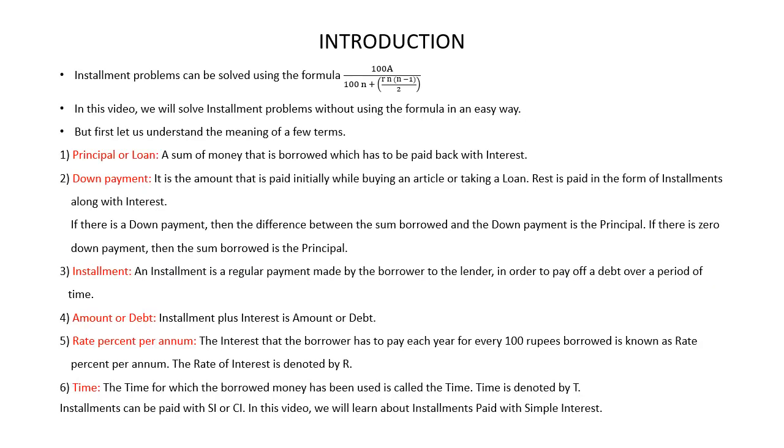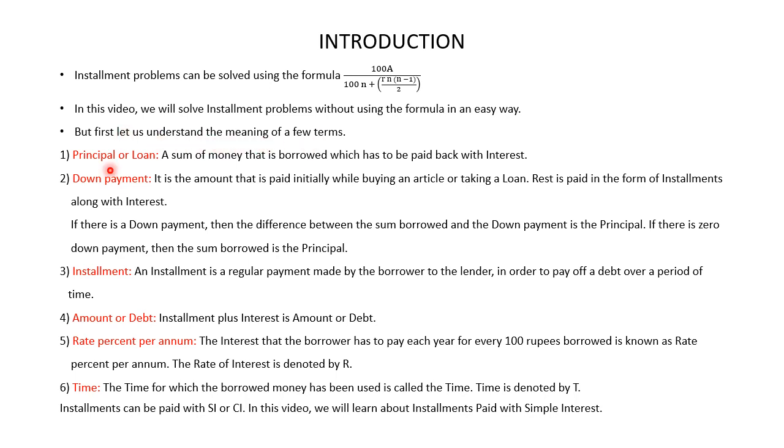Let's understand the concept of installment. Now, installment problems can be solved using the formula 100a divided by 100n plus rn multiplied by n minus 1 divided by 2. In this video, we'll solve installment problems without using the formula in an easy way. But first, let's understand the meaning of a few terms.